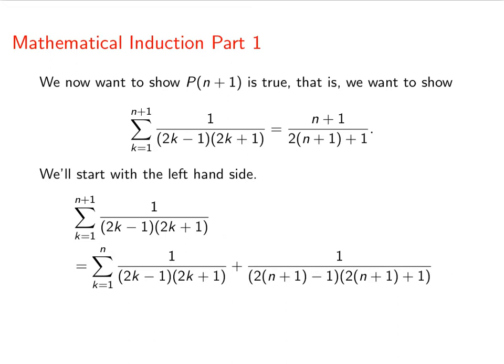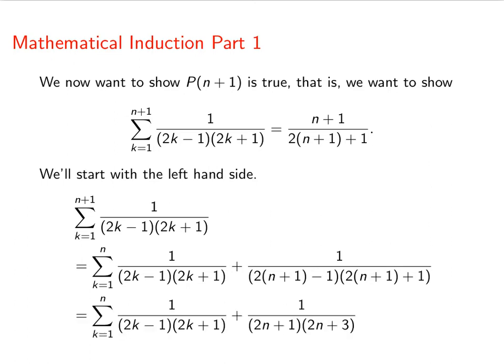Take note that this is the sum, and that goes up to n, and then this is the extra term because we're going up to n plus 1. And if you like, we'll do a little simplification of the term on the far right. It looks like 1 over (2n plus 1)(2n plus 3). Okay, now let's keep going.